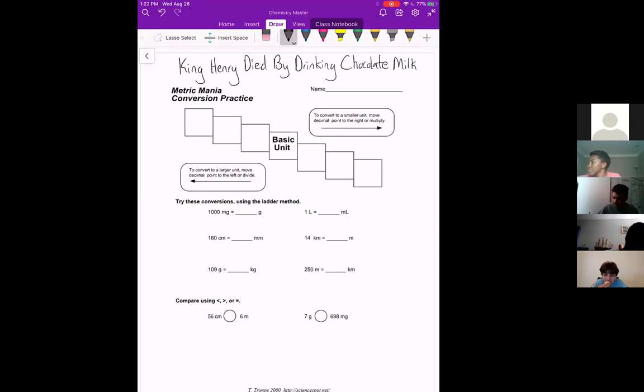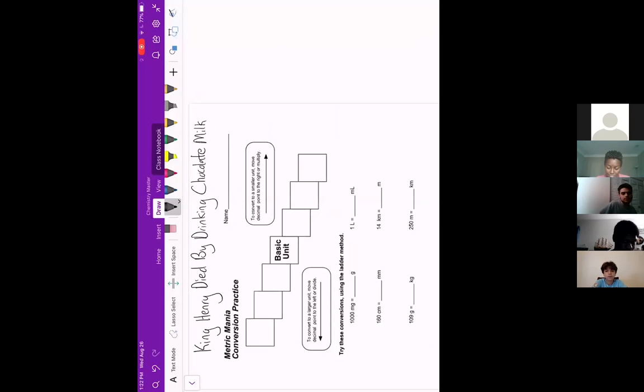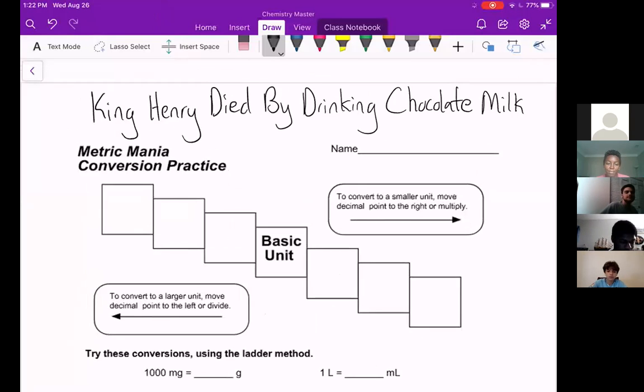All right, so King Henry died by drinking chocolate milk. And let me turn my iPad this way so that way we can zoom in. It's flipping. There we go. I'm just zooming in so you can see it better.